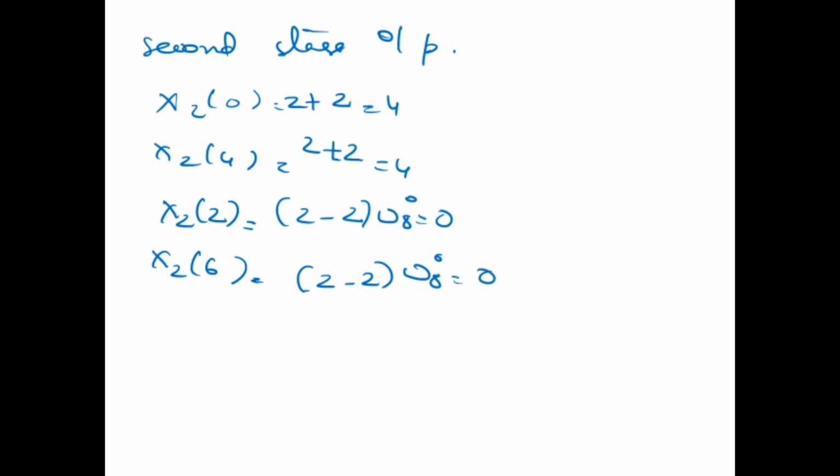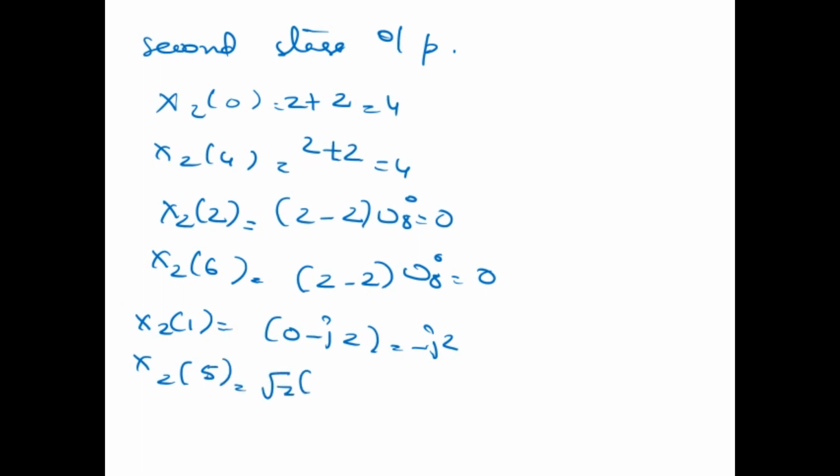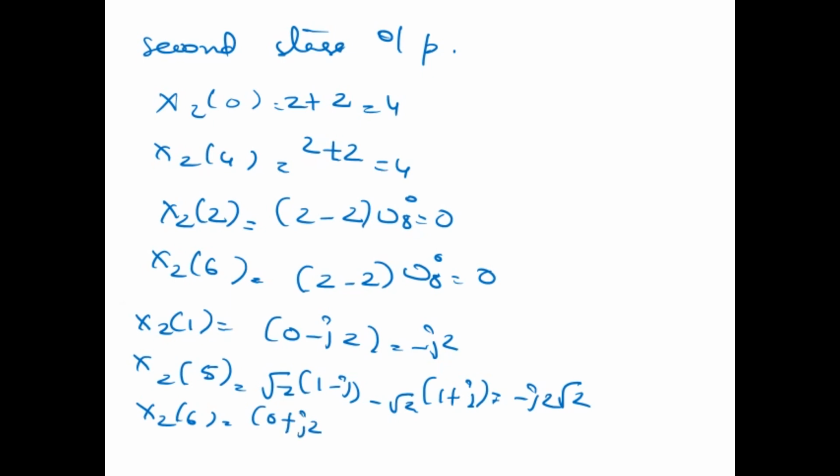Then x2 of 1 is equal to 0 minus j2, which is equal to minus j2. x2 of 5 is equal to root 2 into 1 minus j minus root 2 into 1 plus j, which is equal to minus j2 root 2. x2 of 6 is 0 plus j2 into omega 8 of 0, which is equal to j2. x2 of 7 is equal to minus j2 into root 2.